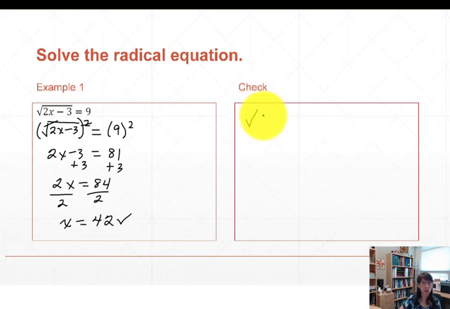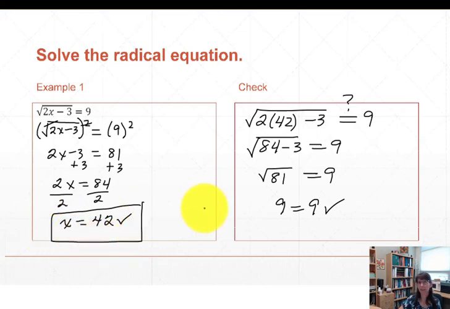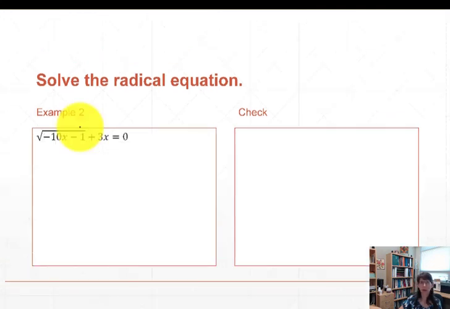So we're going to now have the square root of 2 times our x value of 42 minus 3. And we'll check to see if indeed that equals 9. So that gives us the square root of 84 minus 3 equal to 9. 84 minus 3 would be the square root of 81 equals 9. And sure enough, 9 equals 9. So that means we get to keep this answer. x does equal 42.